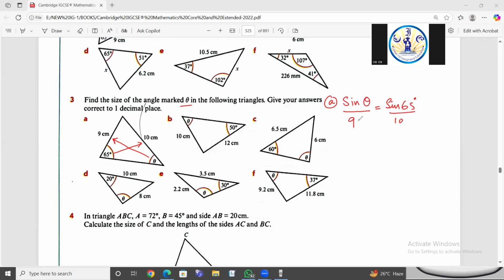So now first of all I need to shift this 9 to the other side. So this is going to be sine of theta is equal to sine 65 over 10, and with this I need to multiply 9, and then to calculate the angle theta I need to shift this sine to the other side and it is going to be evaluated as sine inverse of this expression.